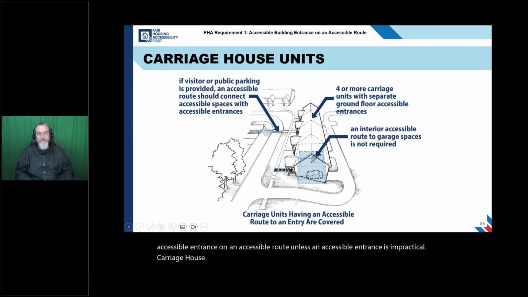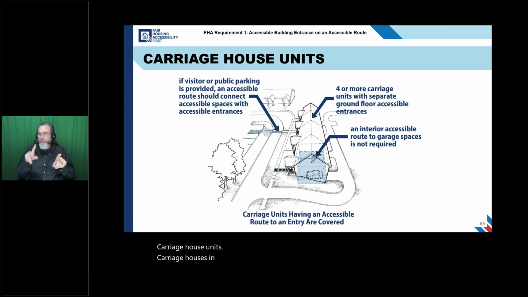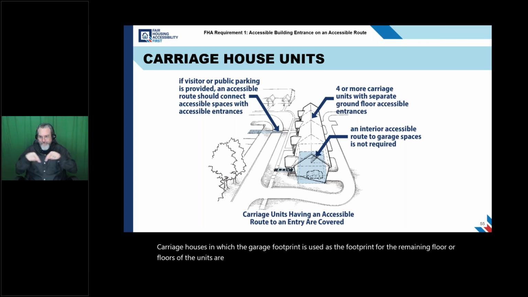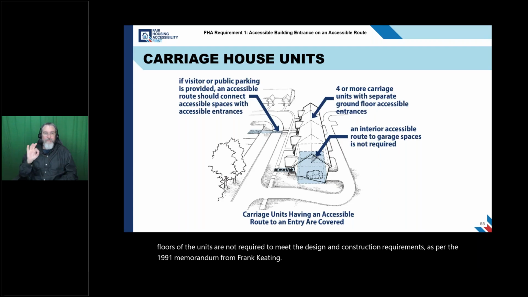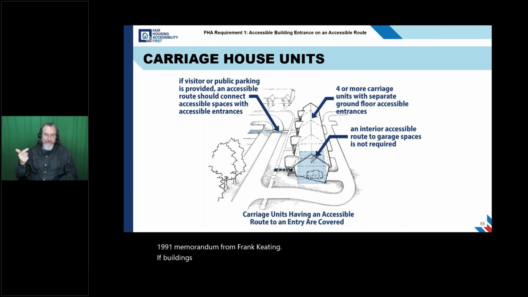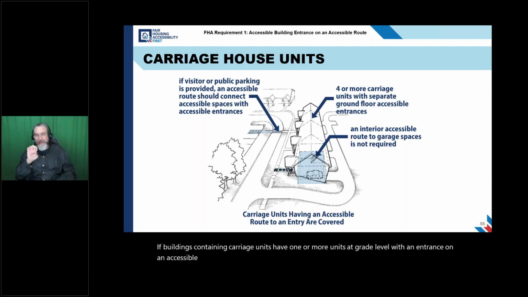Carriage house units. Carriage houses in which the garage footprint is used as the footprint for the remaining floor or floors of the units are not required to meet the design and construction requirements as per the 1991 memorandum from Frank Keating. If buildings containing carriage units have 1 or more units at grade level with an entrance on an accessible route, the grade level unit establishes a ground floor for the building and is covered.